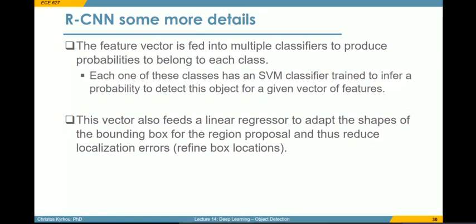Another thing to note is that each of these proposal regions has some indication of a bounding box, because the proposal method crops the input image, so they have some indication of bounding box location. And they refine that by passing the vector also through a regressor that gives you the x, y, height and width of each bounding box. In that way, they basically refine the output from the region proposal stage.